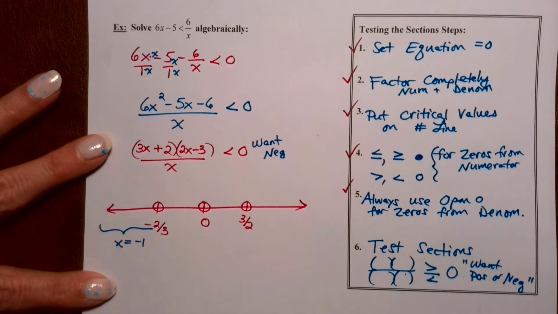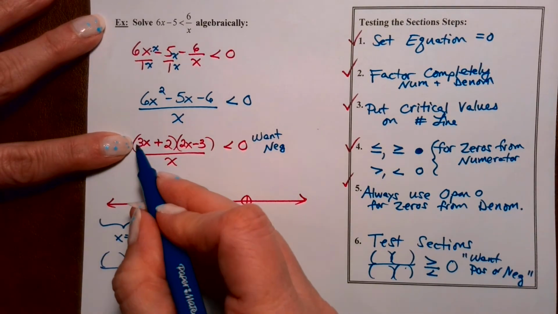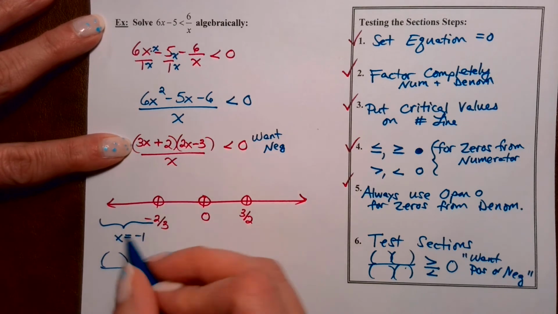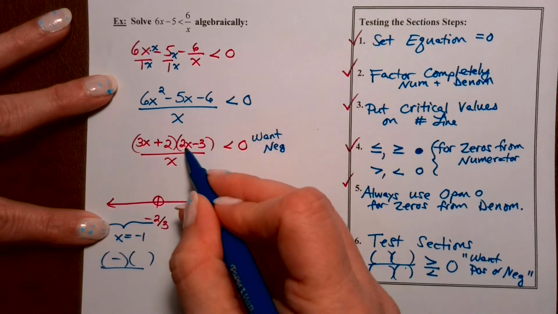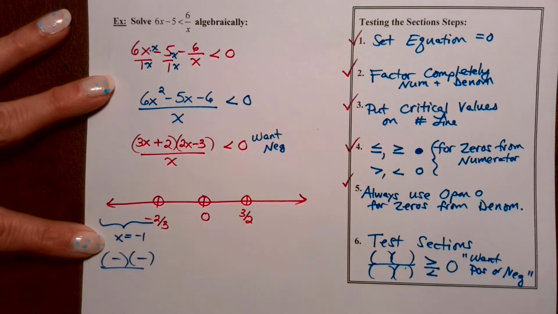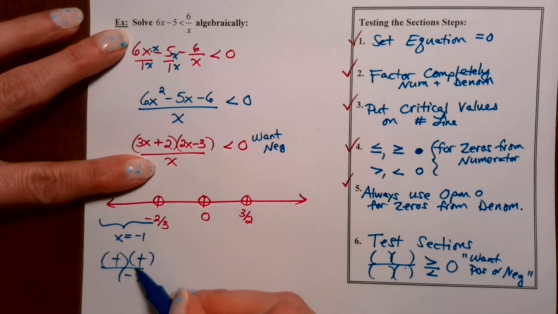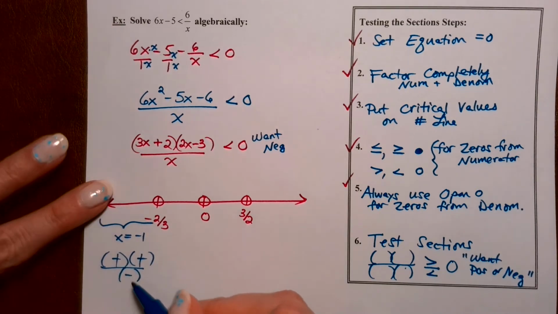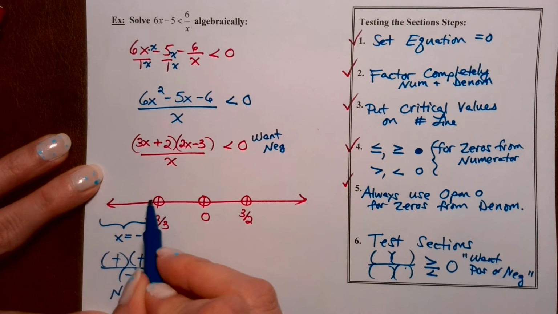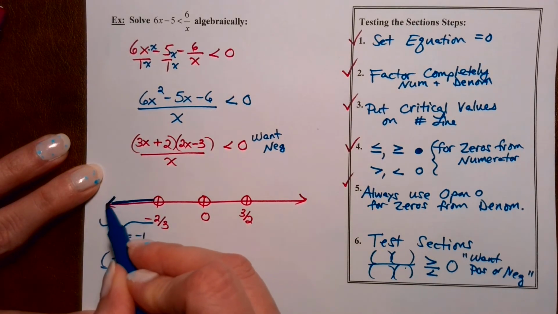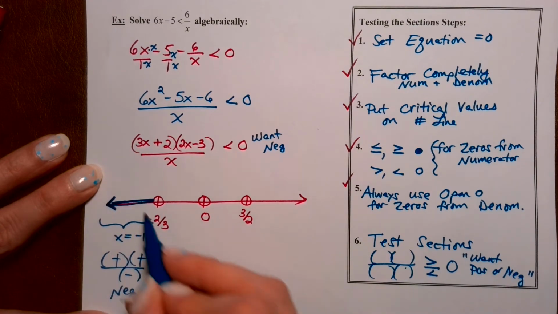It doesn't matter. The first set of parentheses, negative 3 plus 2. Oh, that's going to be a negative. The second set of parentheses, negative 2 minus 3, that's going to be a negative. And if x is negative, let's see, cancel, cancel. Positive, divide by negative makes negative. Oh, we wanted negative. So this section is a good section. Highlight the arrow too. Okay, all these numbers are going to work.